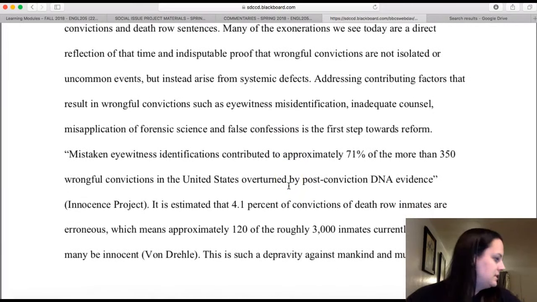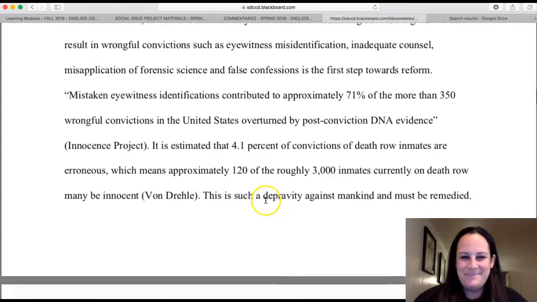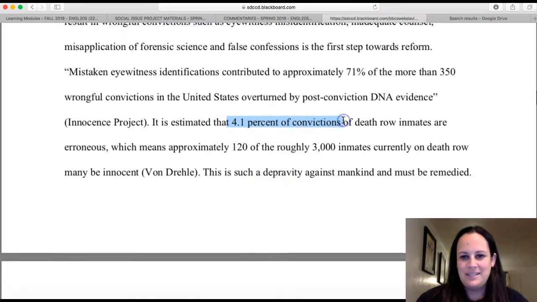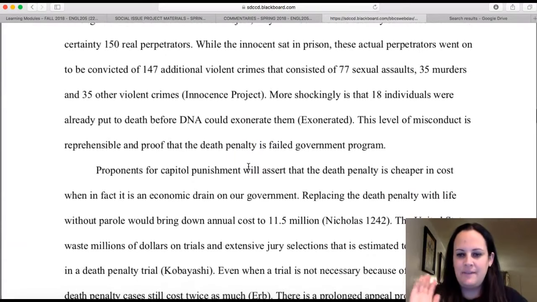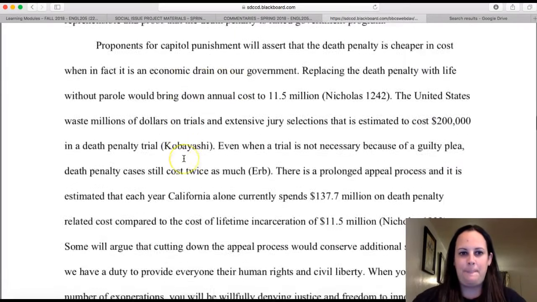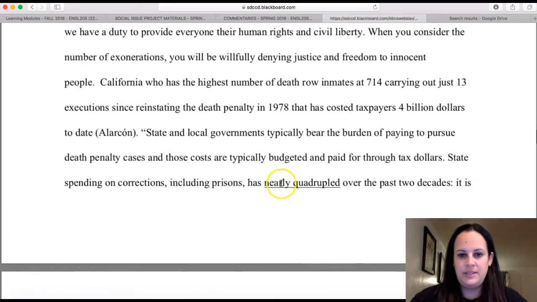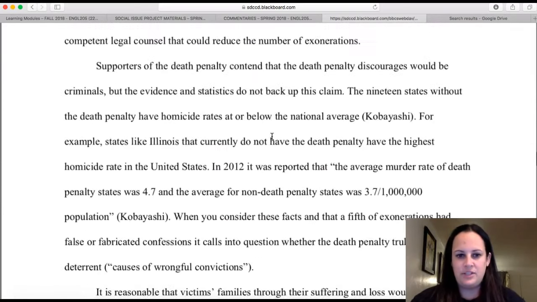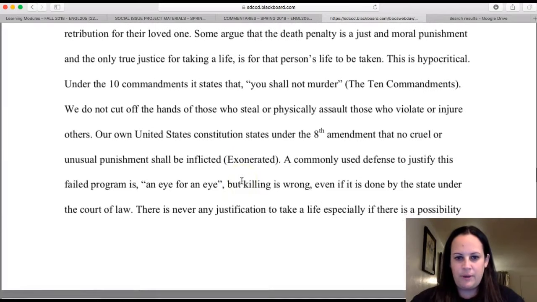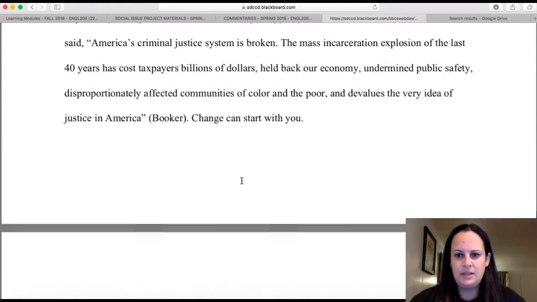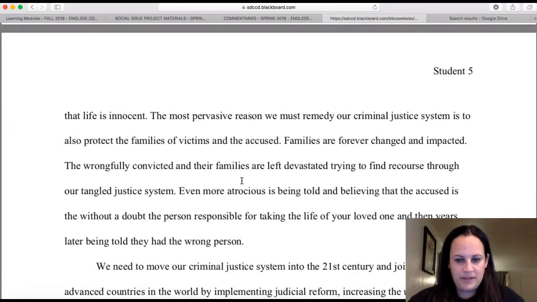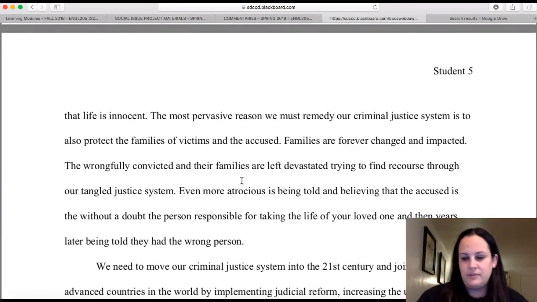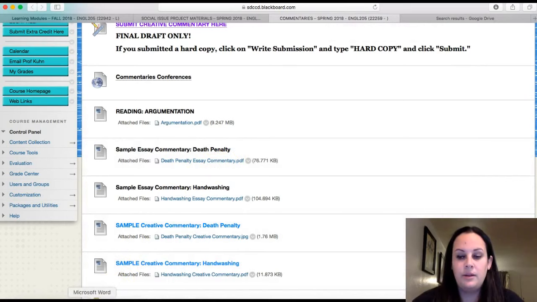She brings in a bunch of statistics about my cat's back there, sorry. Bringing in a bunch of statistics about convictions, 4.1% are erroneous, right? This is evidence that suggests that she is against the death penalty, right? Capital punishment. And so you can see how much evidence she has throughout her paper here, of course with proper citation. And let's see, so hers was only 5 pages, so that is one downfall to the sample. I do want you guys to go to 6 pages at the least, all right? And then I'll let you take a look at the hand washing one. So those are your 2 samples for the essay commentary.